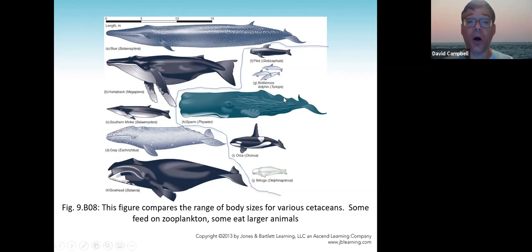On the right are the toothed whales. Instead of having the baleen used for filtering, these have teeth that they use in catching bigger prey more individually, things like fish and squid. The sperm whale, for example, likes to eat giant squid.